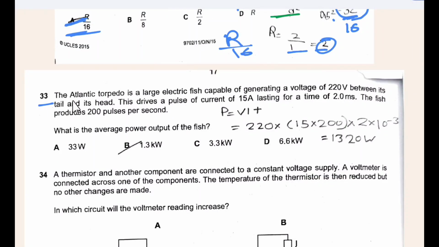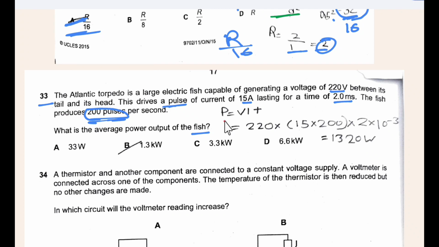Number 33. An Atlantic torpedo is a large electric fish capable of generating a voltage of 220 volt between its tail and its head. This drives a pulse of current of 15 ampere lasting for a time of 2 milliseconds. The fish produces 200 pulses. So initially it talks about a pulse, but now there are 200 pulses per second. What is the average power output of the fish?